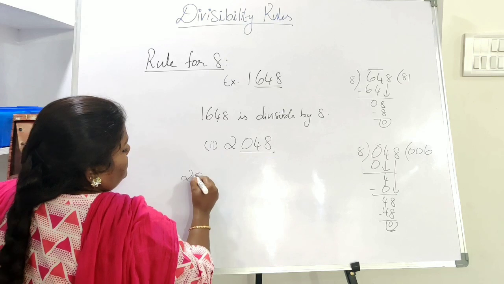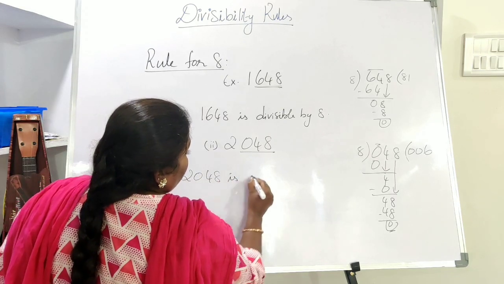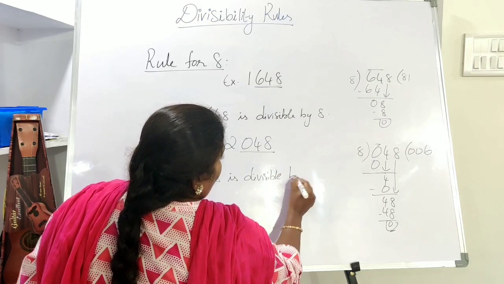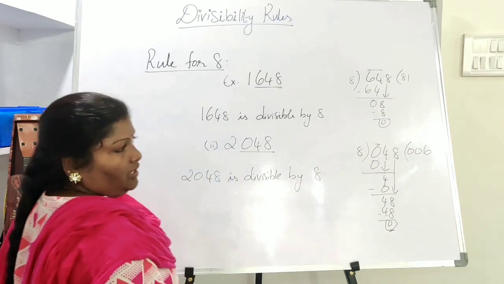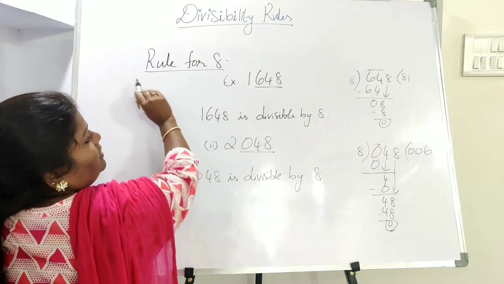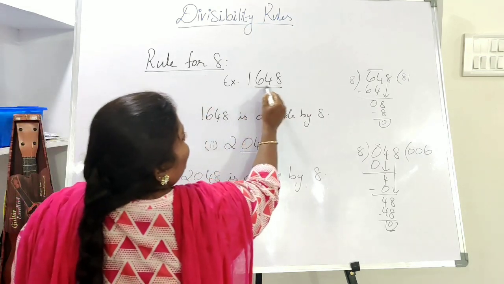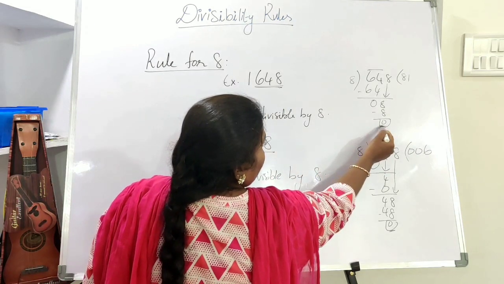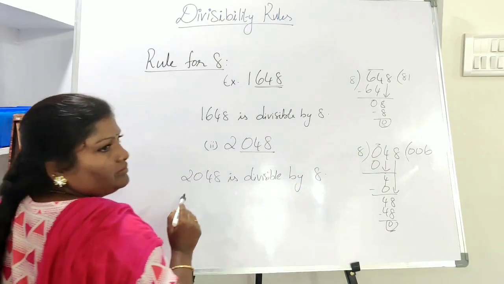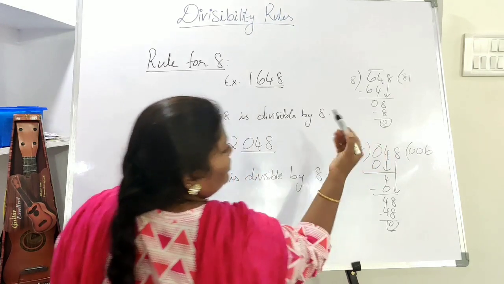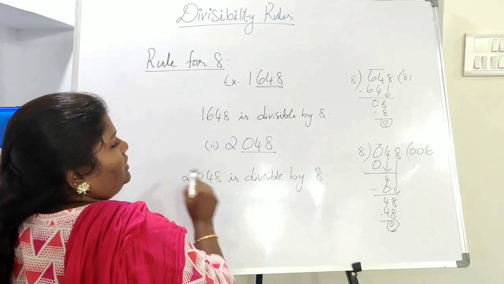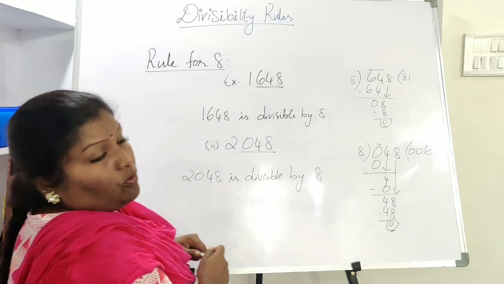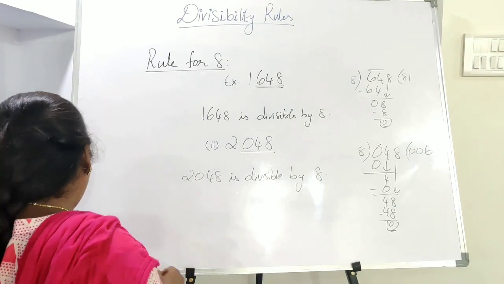So 2048 is divisible by 8. Yes. So for the divisibility rule of 8, you have to check the last 3 digits. Take those 3 digits and divide. If you get 0 remainder, then it is divisible. If you get some remainder, 1 or 3 or other than 0, then the whole number is not divisible by 8. So let's move on to the divisibility rule of 9.